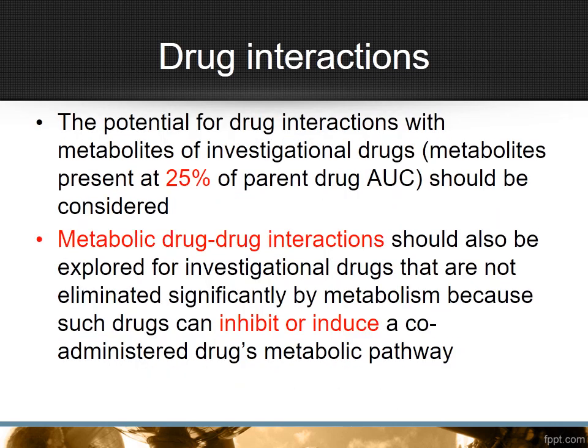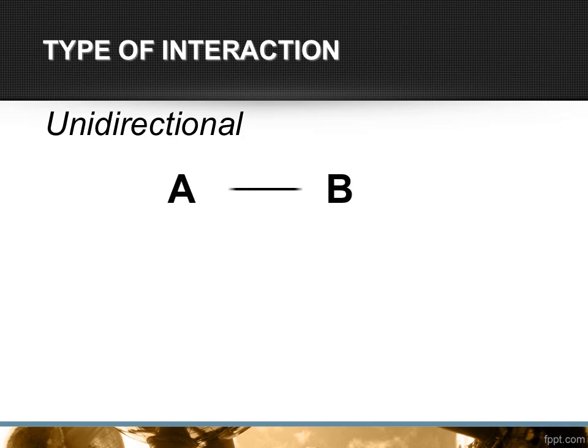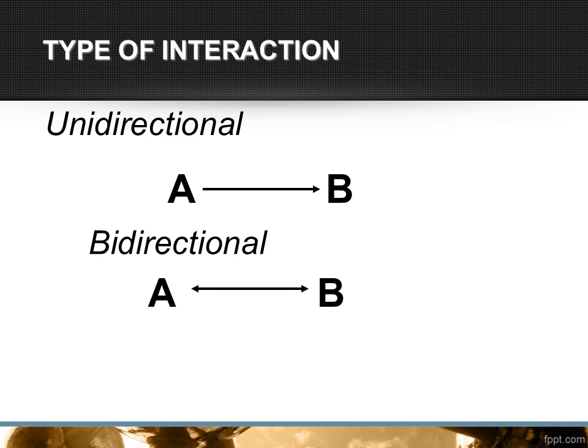The potential for a drug to interact with the metabolites of the investigational drug should also be considered. So metabolite drug-drug interaction should also be explored for investigational drugs that are not eliminated significantly by metabolism, because this drug can actually inhibit or induce co-administered drugs in the same metabolic pathway. There are a few types of interactions: unidirectional, meaning drug A affecting drug B, or bidirectional, whereby drug A influences drug B and is also influenced by drug B.